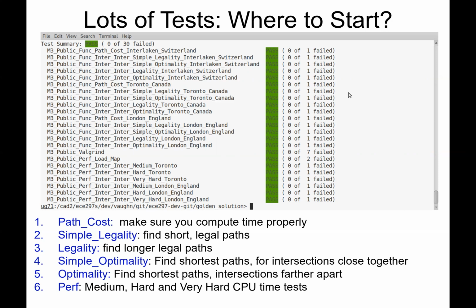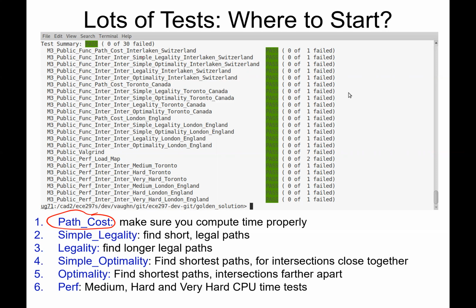You want to start passing the simplest tests first. The first tests here are called path cost. Path cost just checks that you understand our specification of what the delay of a path is. It's easy, but if you can't pass that, it means you don't understand the specification. So make sure you pass that.